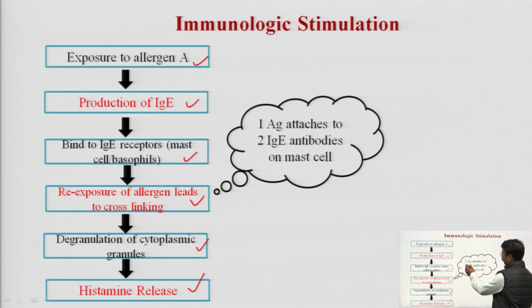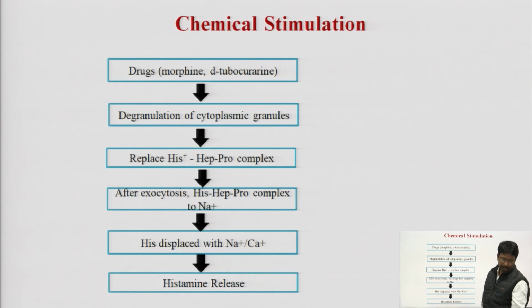Here you have to remember that one antigen requires two IgE molecules for the binding. Now chemical stimulation: drugs like morphine, which is an opioid analgesic, and D-tubocurarine may stimulate the degranulation of the cytoplasmic granules, and this degranulation will lead to the displacement of the histamine heparin complex by the sodium and the calcium, and leads to the histamine release.